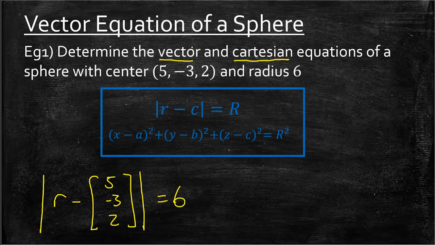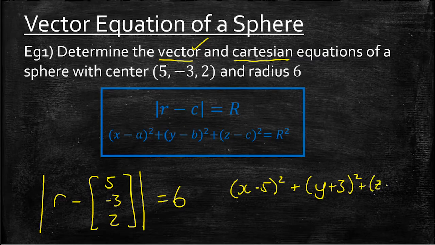So that's my vector equation done, and now we need to write out the Cartesian equation, which is just this form over here. It'll be x minus 5 squared plus y plus 3 squared. It's a positive 3 because a negative and a negative makes a positive, plus z minus 2 squared equals 6 squared. So (x minus a) squared plus (y minus b) squared plus (z minus c) squared equals r squared. So that's my Cartesian equation done. Nothing too tricky about that one.